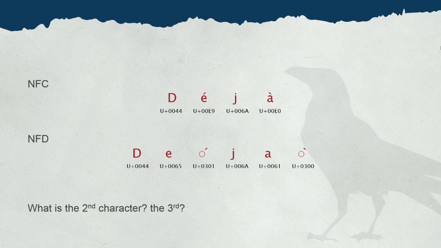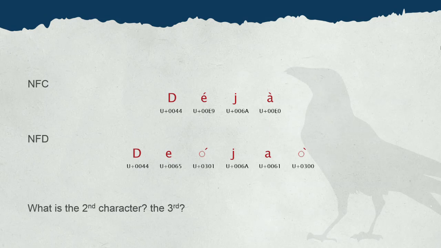So that was the word behind that: collation. Collation is the sorting algorithm that each culture and each country uses to sort things. So, back to our Deja word.